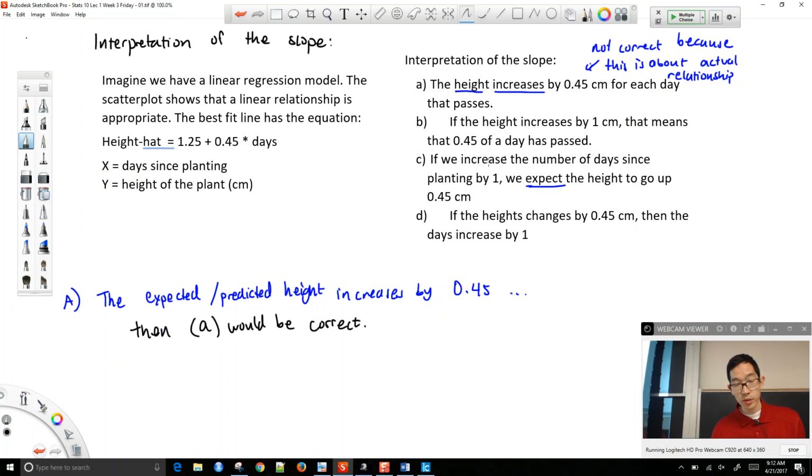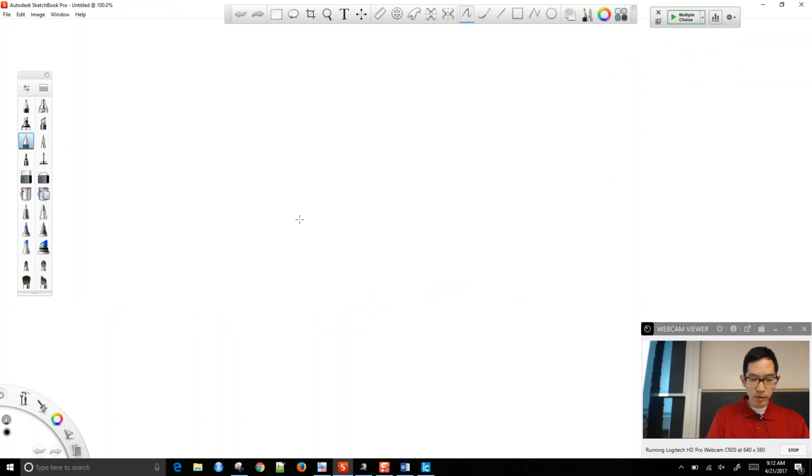And so C is correct, even though the wording is funny. If we increase the number of days since planting by 1, this is basically saying if we increase the x variable by 1. Even though it sounds strange, if the number of days since planting goes up by 1, then we expect the height to go up by 0.45 centimeters, and that is the correct interpretation of the slope there. All right, is this okay?